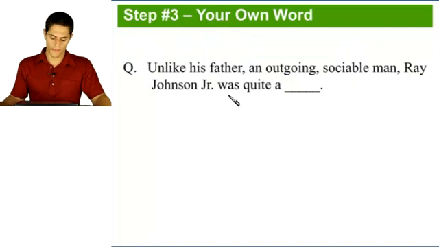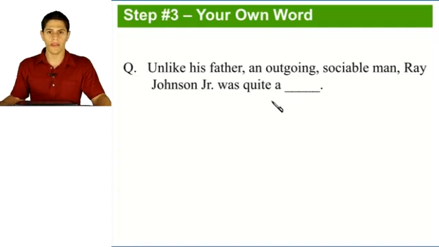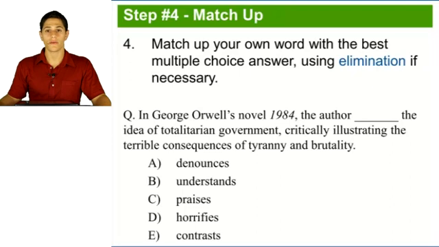Here's another example. Unlike his father, an outgoing, sociable man, Ray Johnson was quite a... Here again, we get to pick a word. We mentioned recluse or antisocial as two possibilities. The fourth and final step of the process is simple. Just take the word that you have come up with and match it up with multiple choice answers.